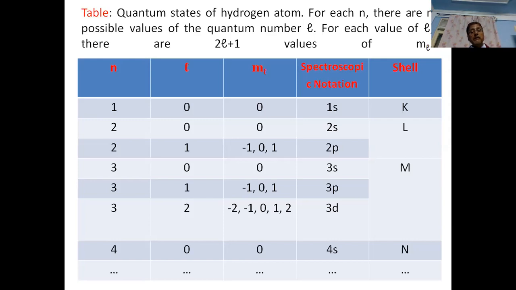n is equal to 3 will give l is equal to 0, 1, and 2. l is equal to 0 will give ml is equal to 0. l is equal to 1 will give ml is equal to -1, 0, 1. And l is equal to 2 will give -2, -1, 0, 1, 2. The corresponding orbitals for l is equal to 0 is 3s, for l is equal to 1 is 3p, and for l is equal to 2 is 3d. All these together are in the M shell. Similarly, we can analyze the case for n is equal to 4 also.